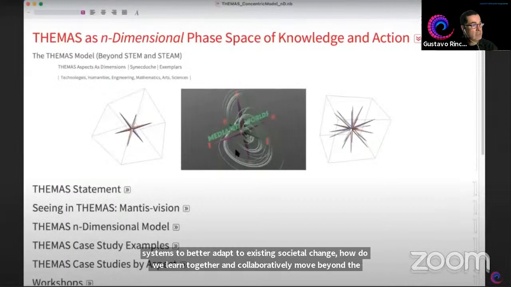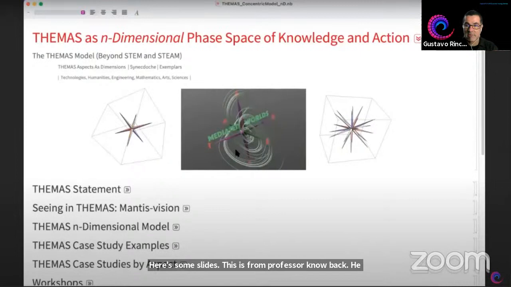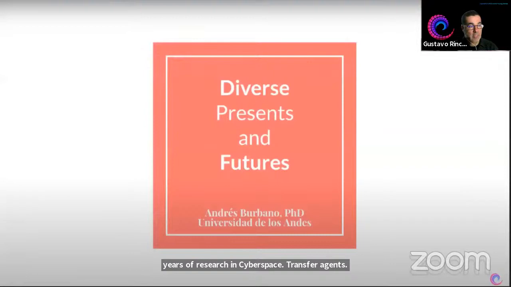Here are some slides. This is from Professor Novak. He talked about his research on education, his 40 years of research in cyberspace, transvergence, looking at the different paradigms of architecture, real and non-real. Andres Burbano, who's part of SIGGRAPH, looked at the historical figures within SIGGRAPH. He talked about publications, the archive, looking at education as a mechanism for change, bringing knowledge from South America to the world, and not acknowledging Western knowledge blindly for knowledge's sake.